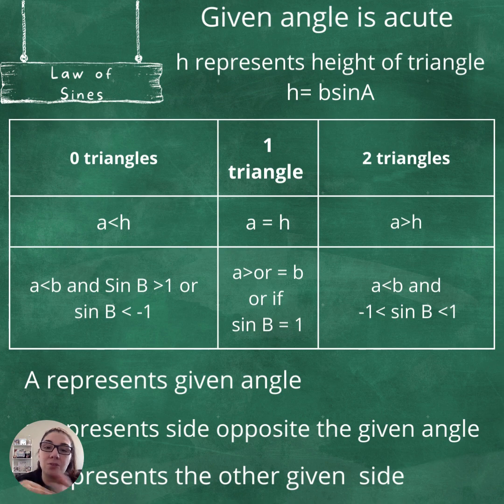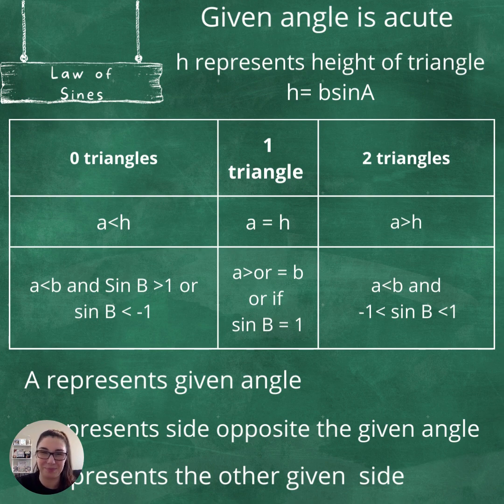If a is greater than or equal to b, or if the sine of B is equal to 1, then you're going to have 1 triangle. And if a is less than b and your value for the sine of B is between -1 and 1, then you're going to have 2 triangles. Don't worry, guys, I'm going to show you what this all looks like. If you need to copy this down for yourself, go for it. Pause the video, and when you unpause it, we'll start the example.